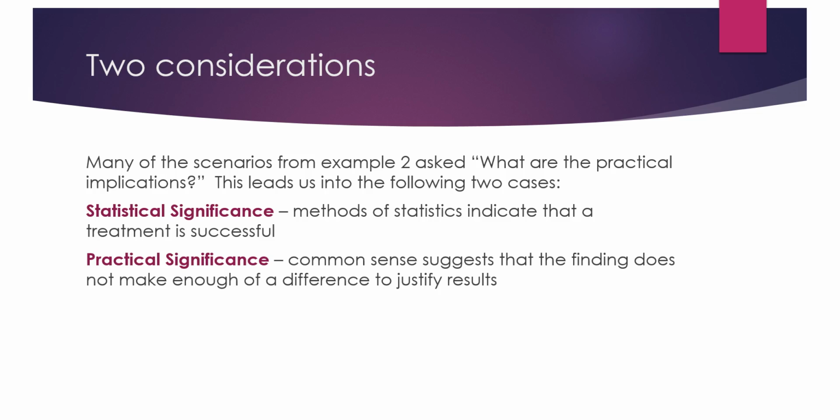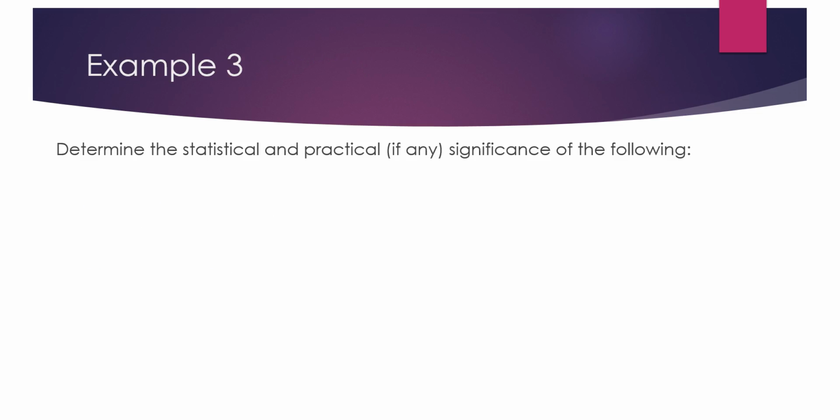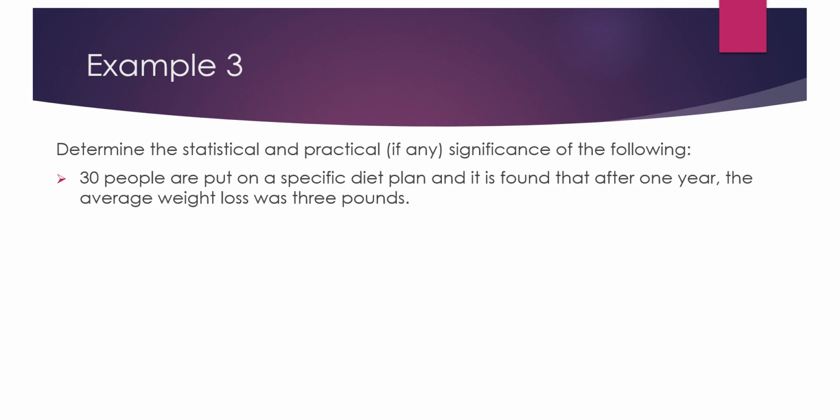So let's look at a few examples to illustrate this. One thing that I like about these terms is that the words themselves give you a kind of direction with what they do mean. So determine the statistical and practical, if any, significance of the following. 30 people are put on a specific diet plan, and it is found that after 1 year, the average weight loss was 3 pounds.